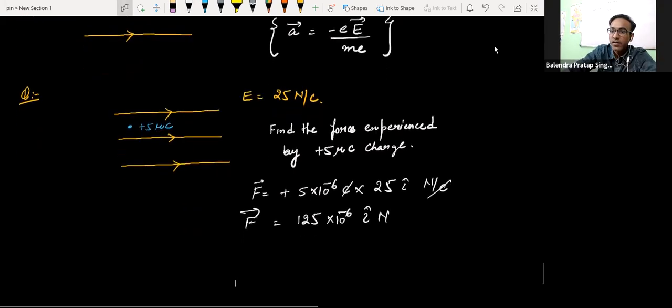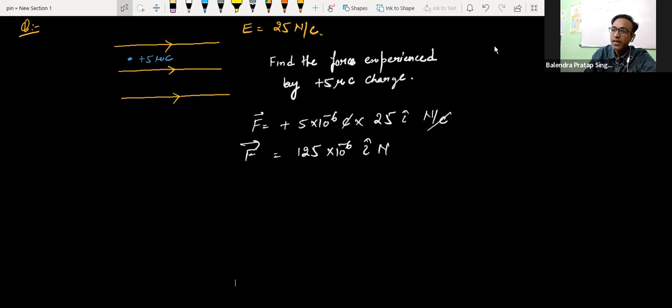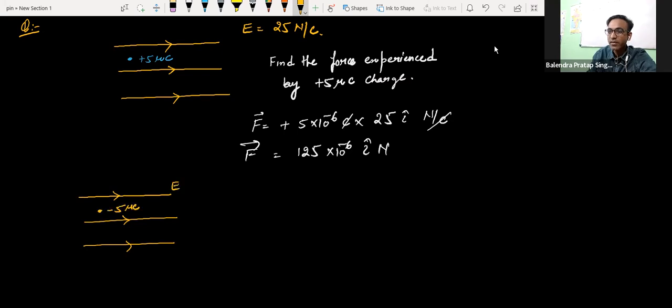Again, if I put this same problem, this time changing the sign of the charge particle. If I put this charge particle as negative 5 microcoulomb, then what happened? What's the answer you will get? If I consider this particle as minus 5 microcoulomb charge, the direction of electric field is same, that is 25 Newton per coulomb, and the charge particle has charge of minus 5 microcoulomb. Then in this case, what is the change in the answer?